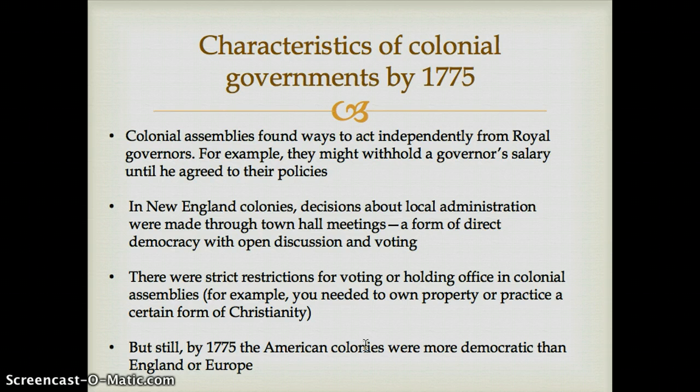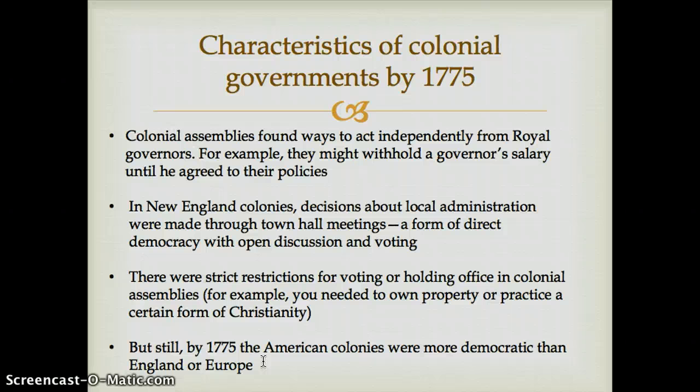But still, despite these restrictions on who could vote and who could hold office, by 1775 the American colonies' governments were more democratic than English government and just about any government in Europe as well. So really the American colonists got used to this form of democracy, or at least a type of government that was more democratic than anything else that existed at the time.